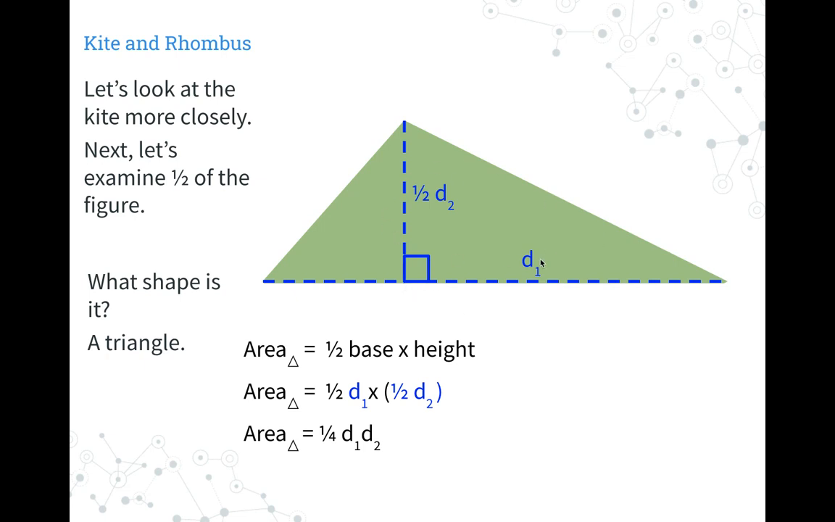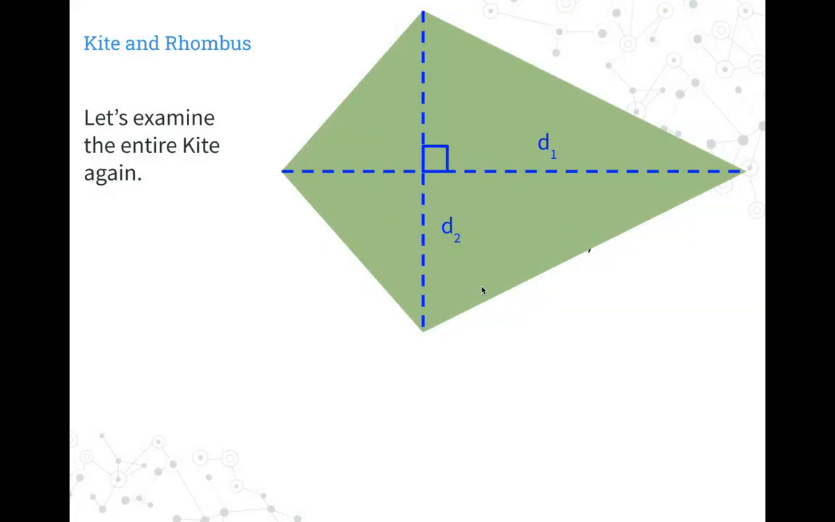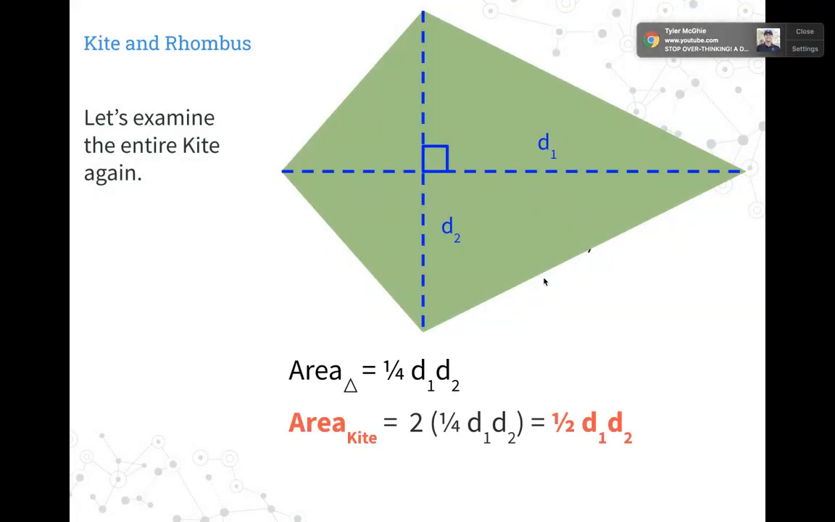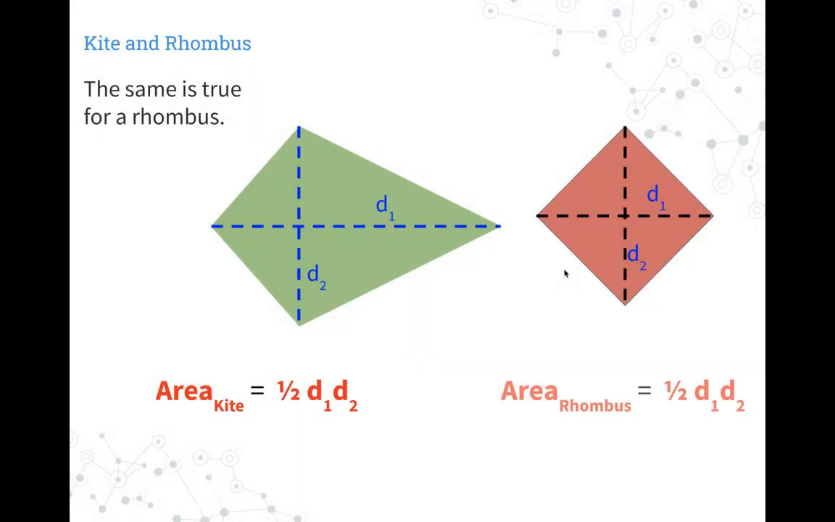But remember that the kite itself has two of these triangles. So for the area of the kite, we're simply going to double this 1/4 D1 D2. When you double 1/4 D1 D2, you just get 1/2 D1 D2. So that means the area of this entire kite, this entire green region, is 1/2 D1 times D2. And the exact same thing is true for the rhombus for the exact same reason.